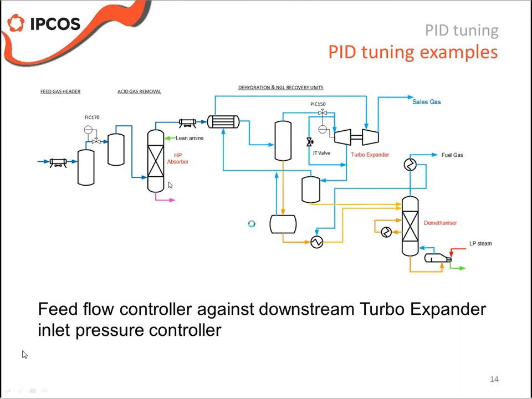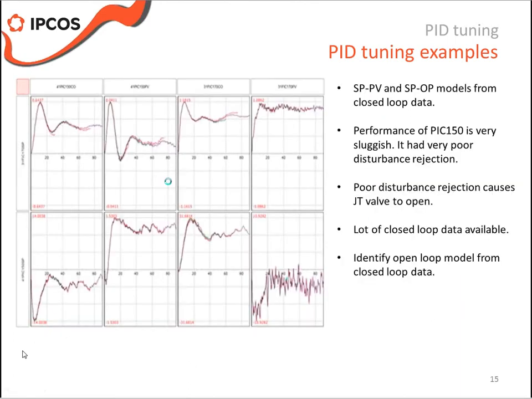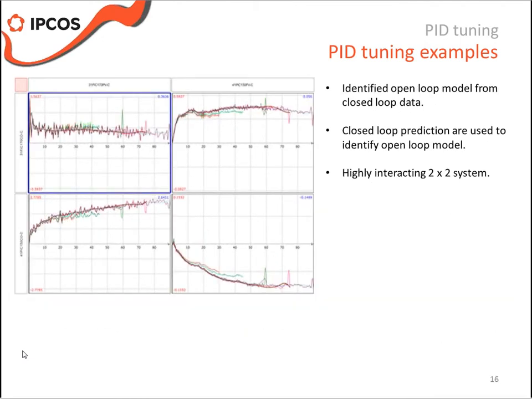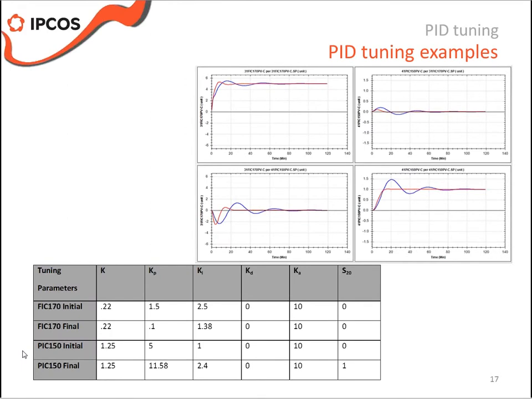So we got together some step test data, and some of it was closed loop data and some of it with open loop steps. And then we put together a model, a 2x2 model, and this is using the traditional APC modeling technology. And we end up with a highly interacting 2x2 system, as you would expect. And we use this model then as the basis for our tuning in our AptTune software.